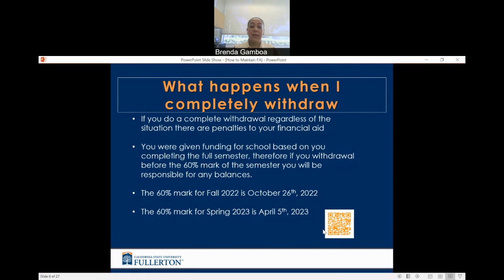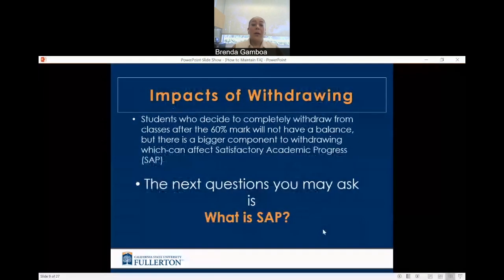You can scan the QR code as well, and it'll take you directly to the Student Business Services website, where you can see, if you end up withdrawing fully from the semester, what's impacted in your financial aid. So again, if you hit the 60% mark and you fully withdraw, then there will be no balances to pay.